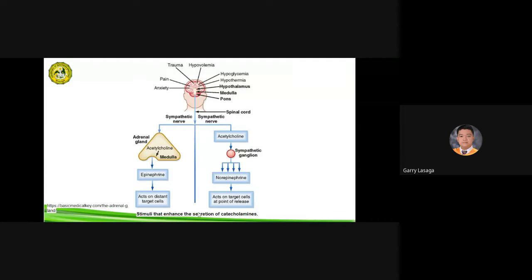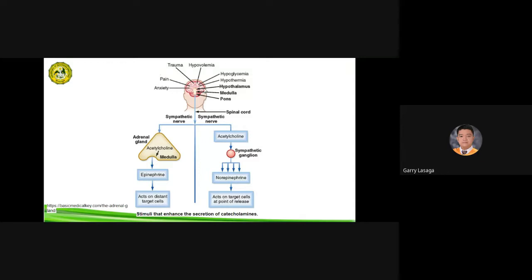So the other stimuli, aside from a threatening event or a stressful event, that will enhance the secretion of the catecholamines are trauma, hypovolemia or the decrease in the blood volume, hypoglycemia. What is this hypoglycemia? What does hypoglycemia mean? Decrease of glucose in the blood, sir. Okay, so decrease in the blood sugar, or the glucose in the blood. Hypothermia, anxiety, as well as pain.